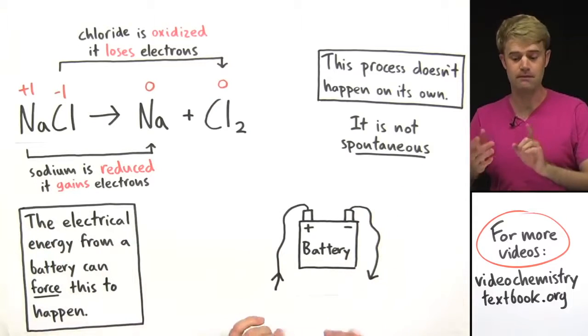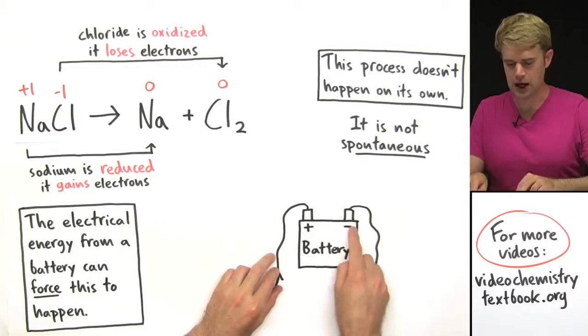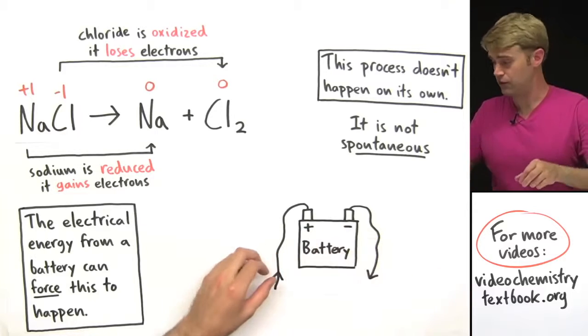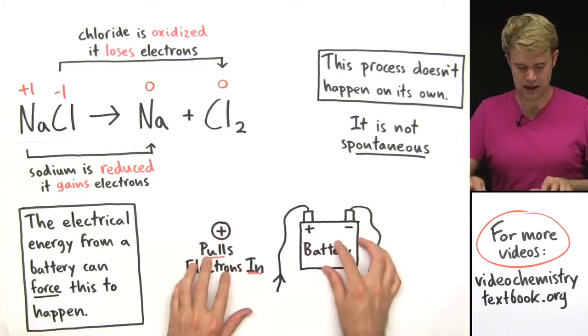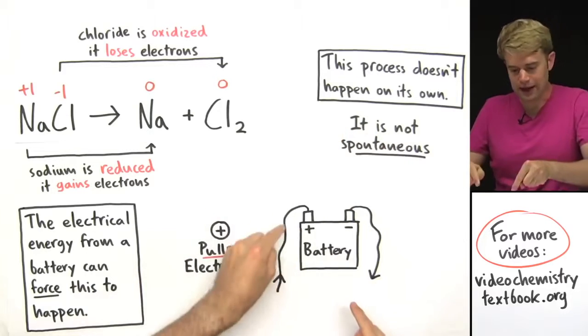So here's our battery, and a battery has these two sides, the positive and negative. The positive side of the battery pulls electrons in.